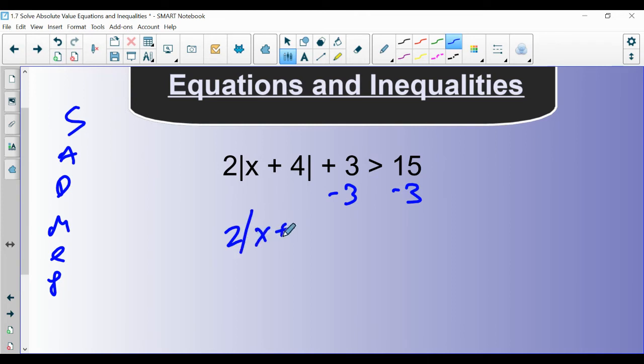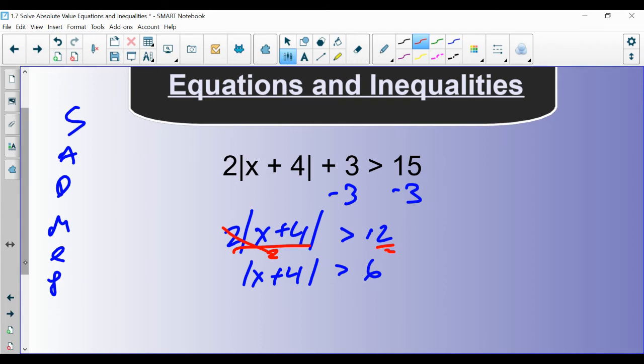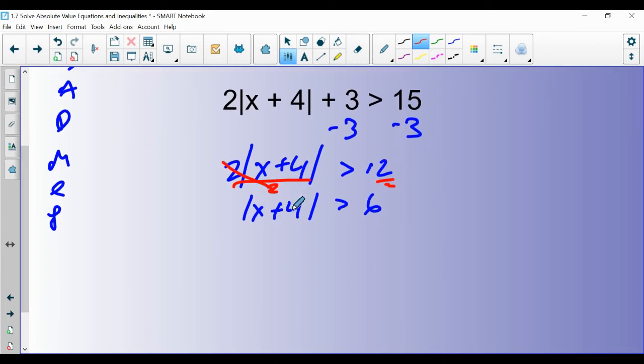So we have 2 times the absolute value of X plus 4 is greater than 12. Our absolute value bars are not solved for yet. They have this multiply by 2 next to them, so I need to divide both sides by 2. When you divide by this 2, those cancel. Divide 12 by 2, you get 6. Now I have the absolute value signs by themselves on this side.